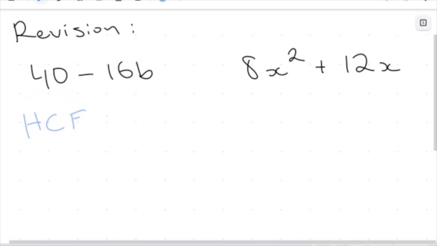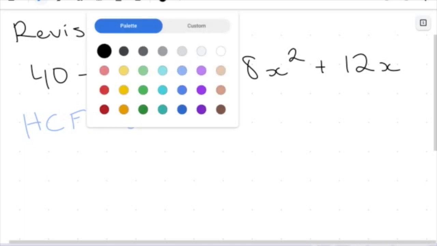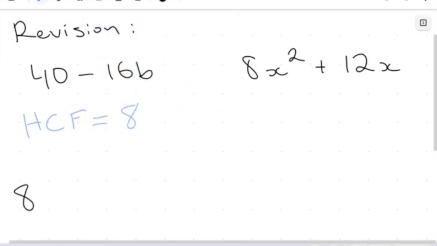And one of those that I can think of is the number 8. Now, 4 also goes into 40 and 16, but it's not the highest possible number. The highest possible factor for both of these terms is going to be 8. So, in order to factorize this, I'm going to pull this highest common factor outside, and the brackets are going to contain what number here was multiplied by 8 to give me 40, and what number here was multiplied by 8 to give me minus 16b.